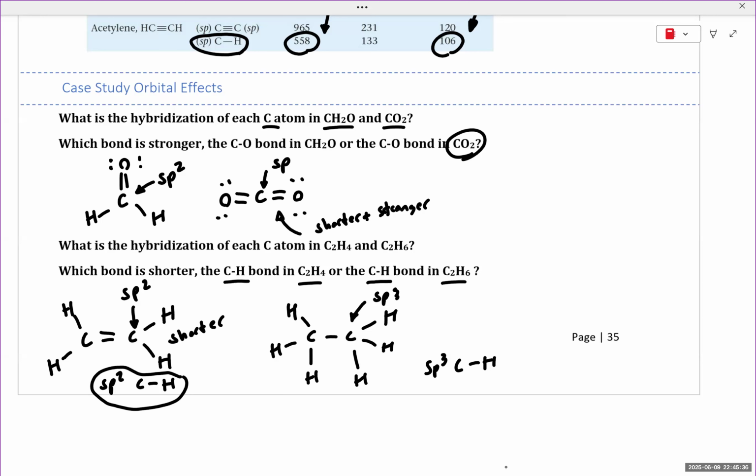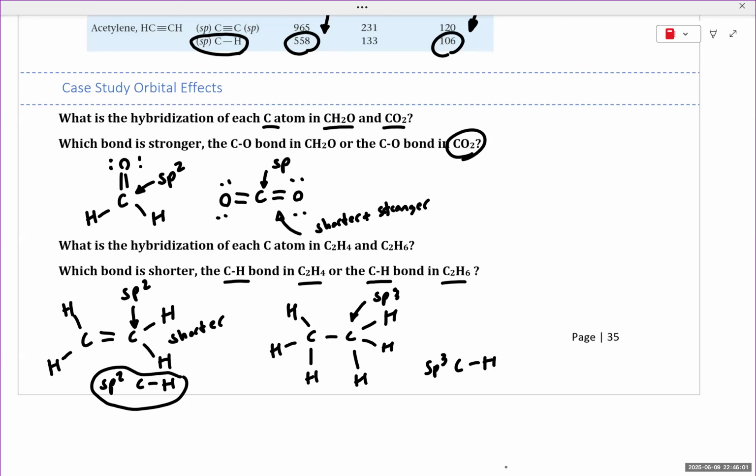So as you can see, part of the reason why we spent all this time talking about hybridization is in part because hybridization and orbital effects have an influence on bond length and strength, and it's important to consider hybridization when you think about the overall reactivity and behavior of the molecules that you're looking at.